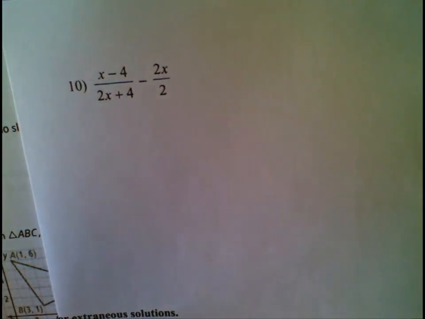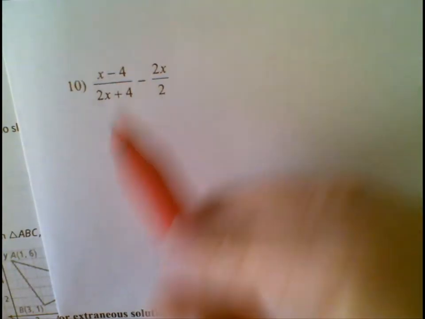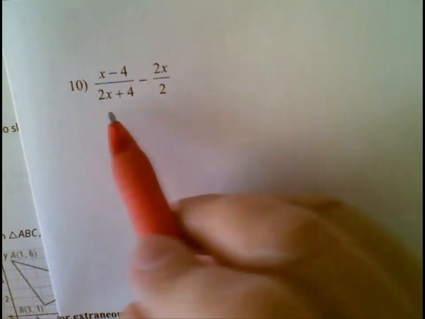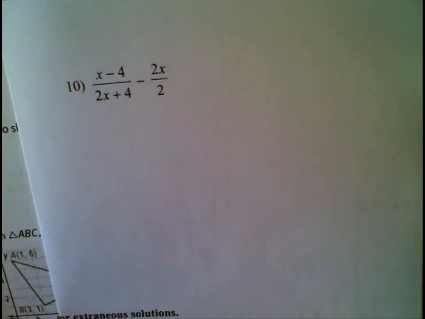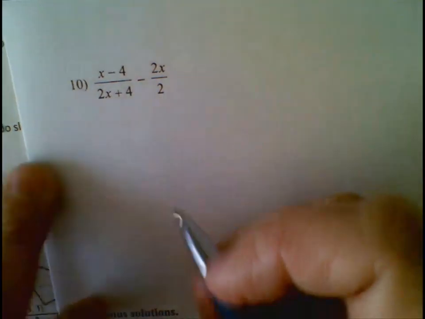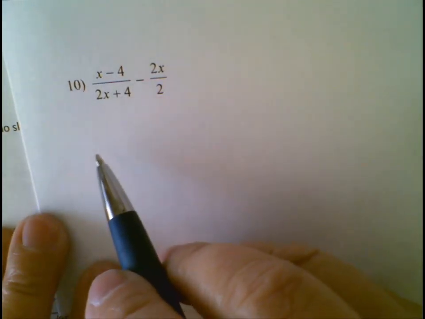All right. Finally, for operations with rational expressions, we need to look at adding or subtracting, and this is a subtraction, when the denominators are not the same. So we're going to have to actually find a common denominator here. First, we have to factor anything that's not factored.